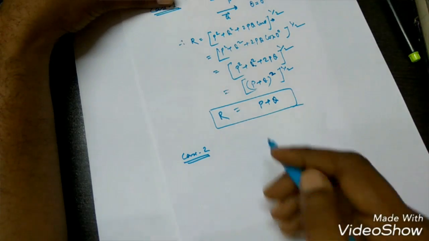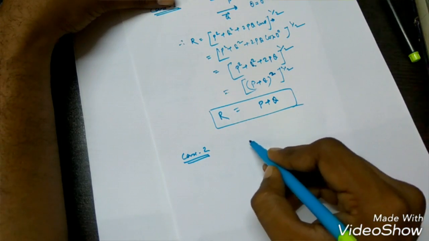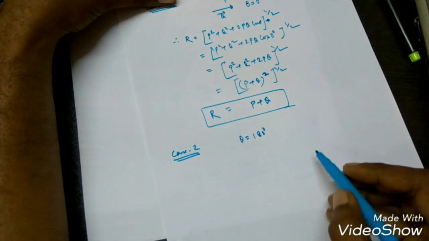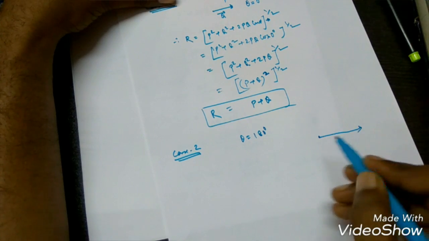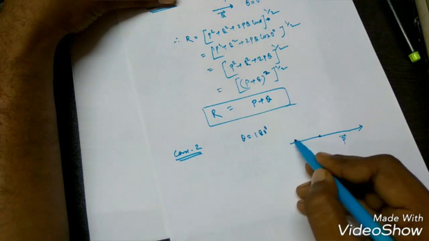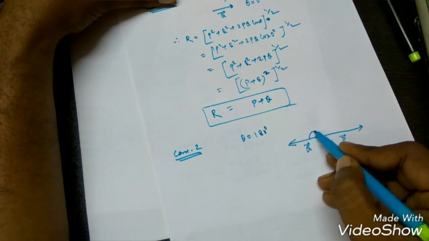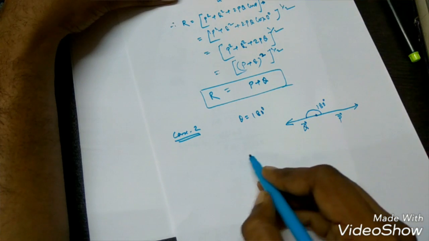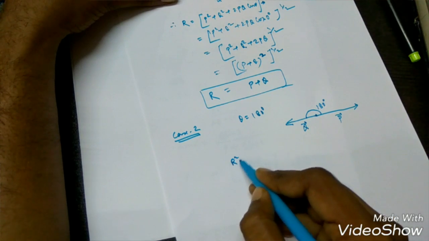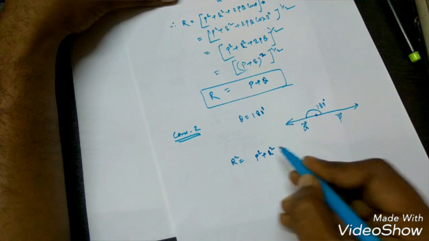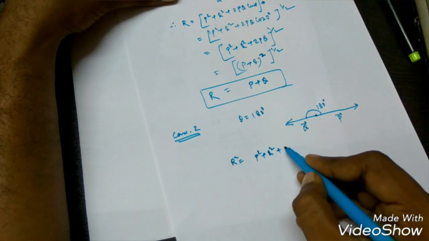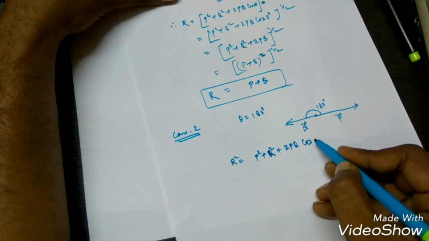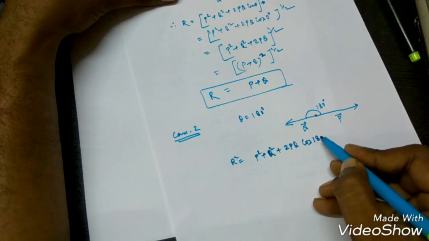The next case is what will be the value when theta is equal to 180 degree. So if theta is equal to 180 degree, suppose P is acting in this direction, so Q must be acting in this direction, just opposite of P, and the angle will be equal to 180 degree. So putting the value of theta, P square plus Q square plus 2PQ cos theta, that is cos 180 degree.